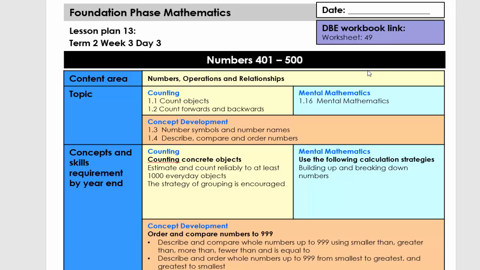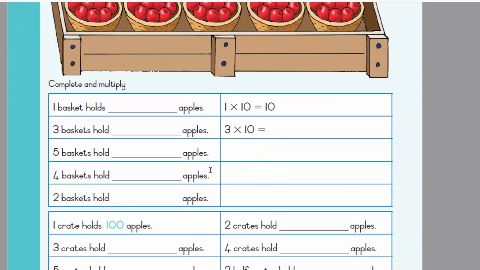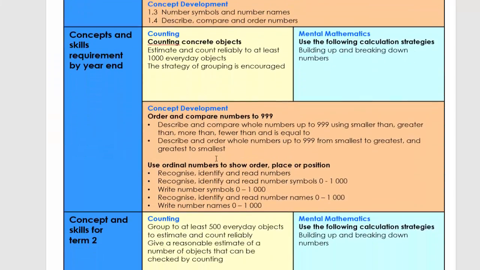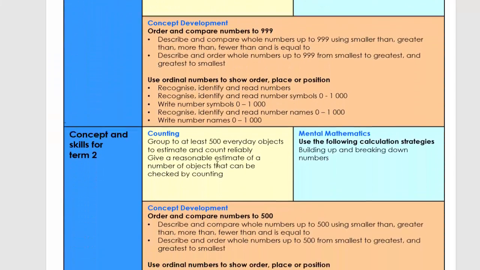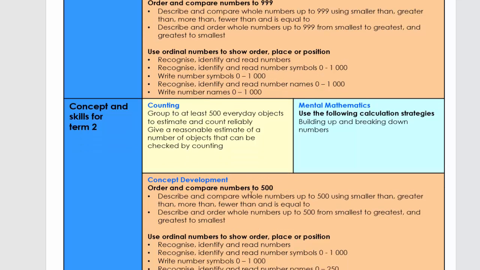Good day, everybody. Today we're going to do lesson plan number 13, grade 3, term 2. Our topic is numbers 401 to 500, and we're going to do worksheet 49 in the DBE workbook or the SI Teacher worksheet. So, just showing you worksheet 49. Then we're going to see how it links to the CAPS curriculum. So you can pause here and have a look.